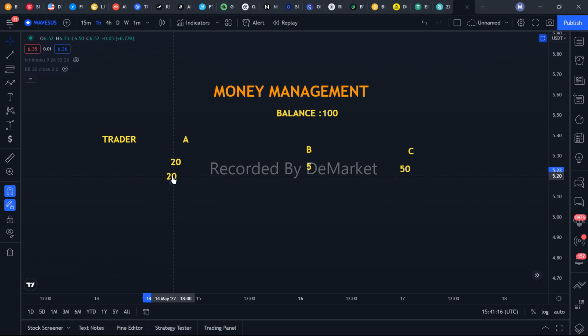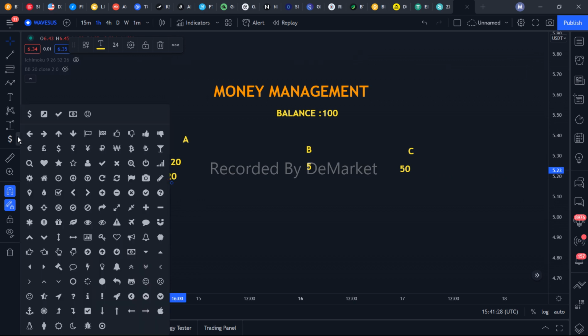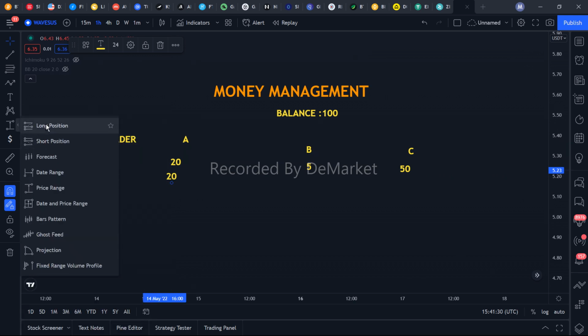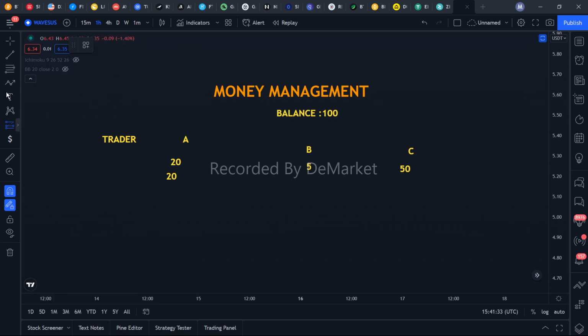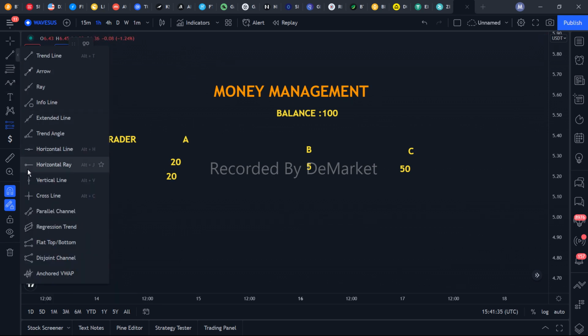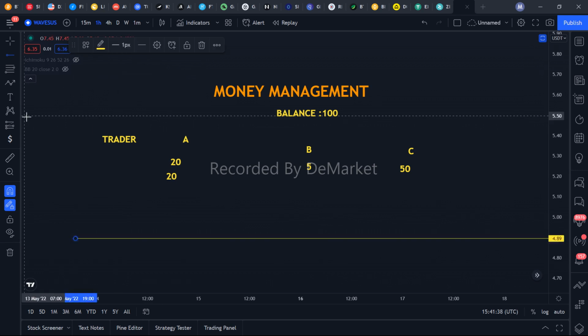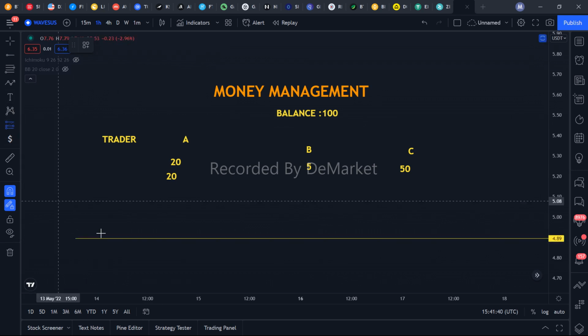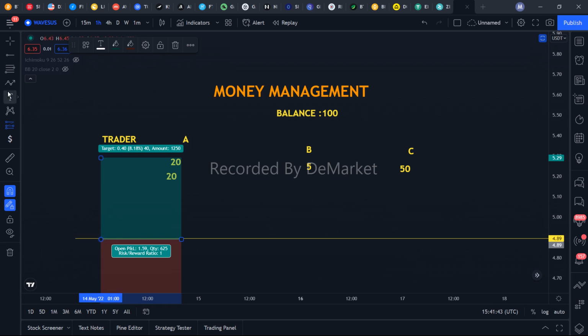in money management there's something you should know. We call it risk to reward. So we're talking about risk to reward. Let's just use these tools here, short and then long. Let's just use a long position. Assume this is your entry. You put in your long tool. Boom. Now this green part represents the profit side, while this red part represents the loss side.